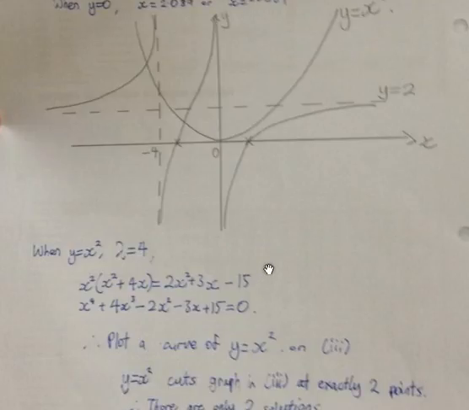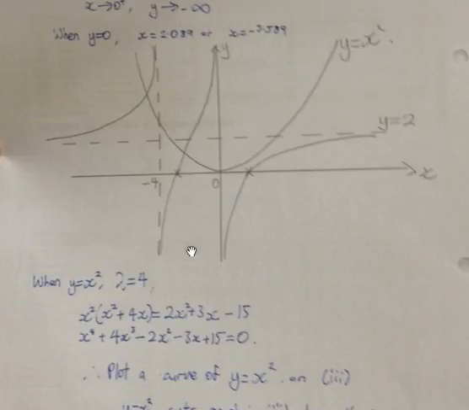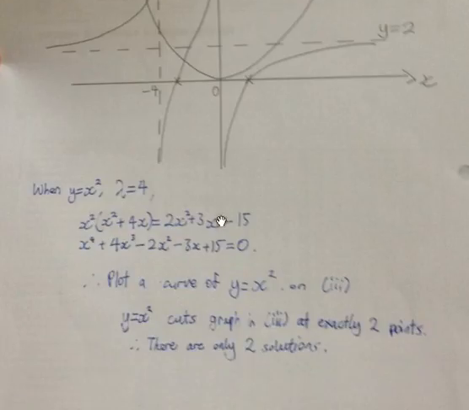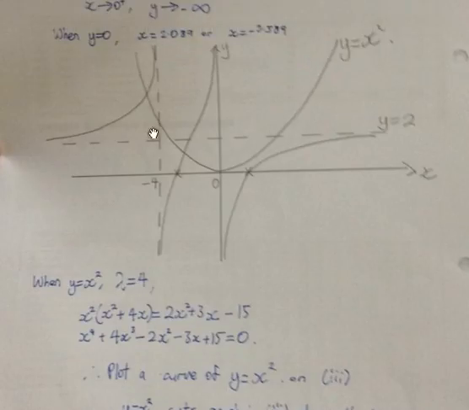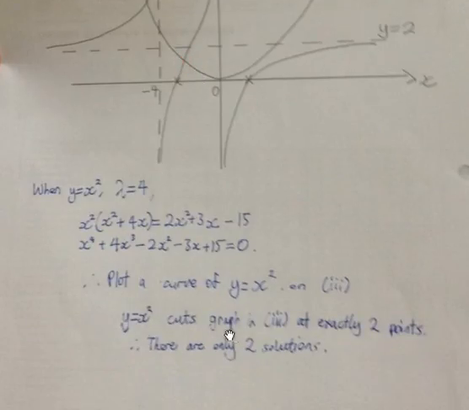And finally, for y equals x squared and lambda equals 4, this is the last part, because we're asked to solve that equation. We need to find the curve y equals x squared so that we could find the solutions for the equation x to the power 4 plus 4x cubed minus 2x squared minus 3x plus 15 equals 0. As you can see from the curve itself, it intersects the original curve at 2 points, here and here. Therefore, y equals x squared cuts the graph in part 3 at exactly 2 points, and so there are only 2 solutions as shown. Thank you.